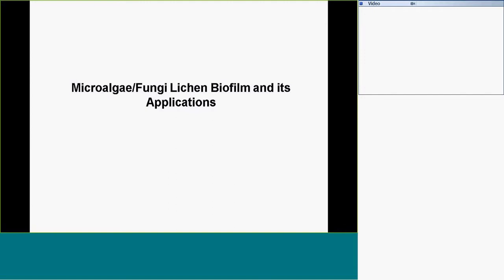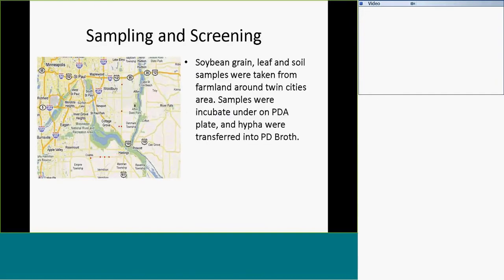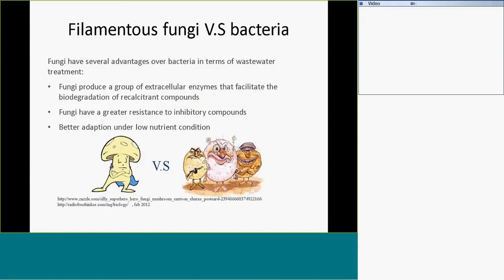First case study, microalgae-fungi lichen biofilm and its application. The first step, I think, is screening the phosphorus accumulating fungi. When Bo came to UMM, he was really interested in removing phosphorus from the water environment. So he sent students, or he probably traveled together with his students, and took some soil samples from soybean crop, soybean leaf, and the soil, and then tried to isolate some fungi species that could accumulate phosphorus in the fungi hyphae or inside of the cell.